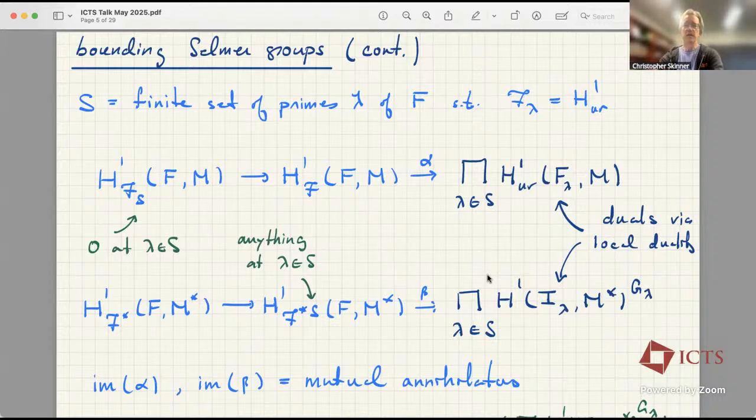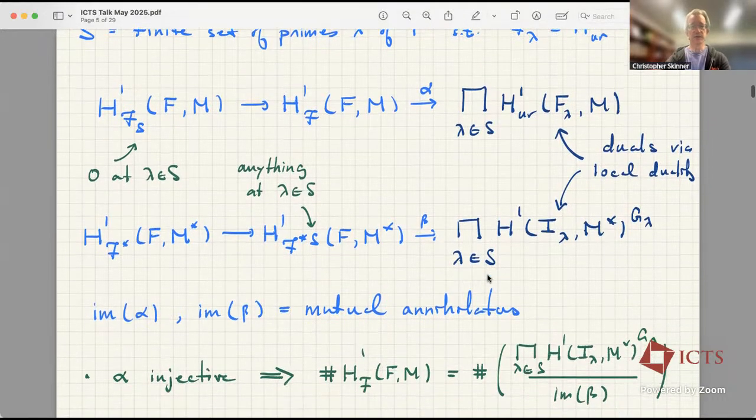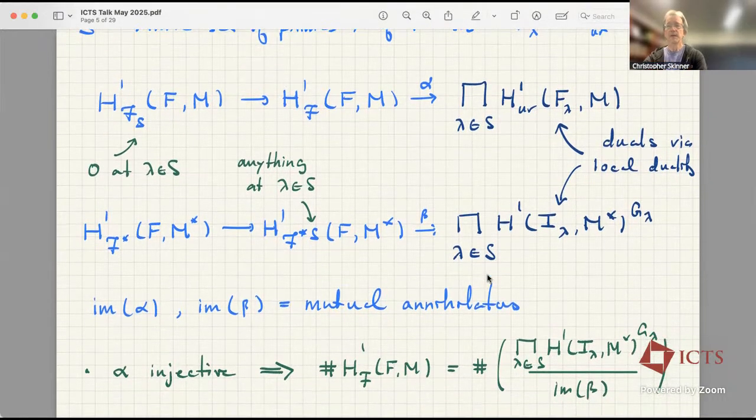So locally on the right of these two exact sequences, we have a product of local groups that are in perfect duality with each other. And what global duality tells us is that the image of the global classes, the image of alpha and the image of beta in these two maps, are mutual annihilators under this perfect duality. And so in principle, at least, you can determine the size of one image by knowing something about the other image.